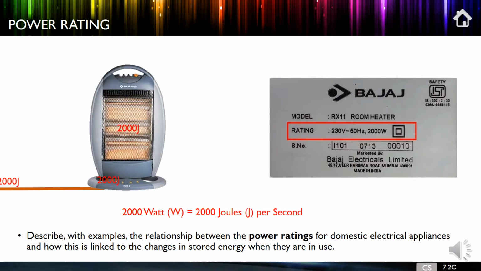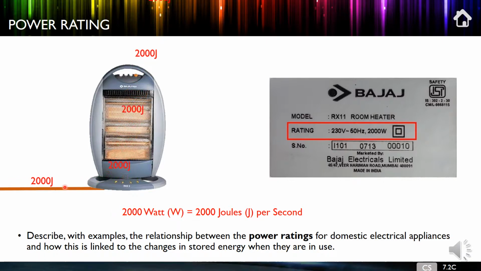So here we have the idea of a power rating. So we've got the panel of this device here, this heater. So it's saying rating, it's 2000 watts. That's its maximum. So when it's working at its maximum, 2000 joules per second are being converted into heat. And we've got an animation of that here.